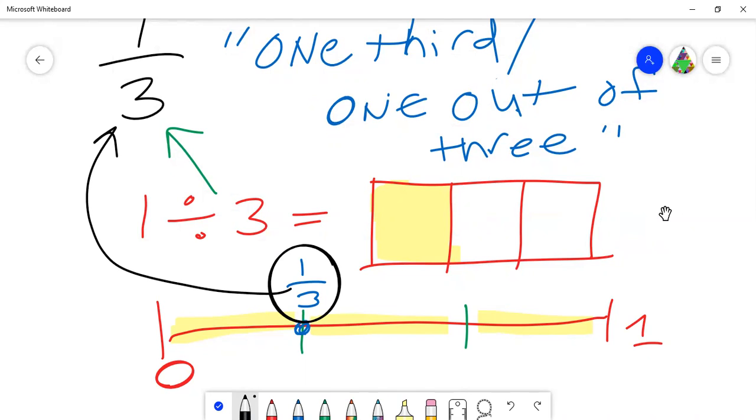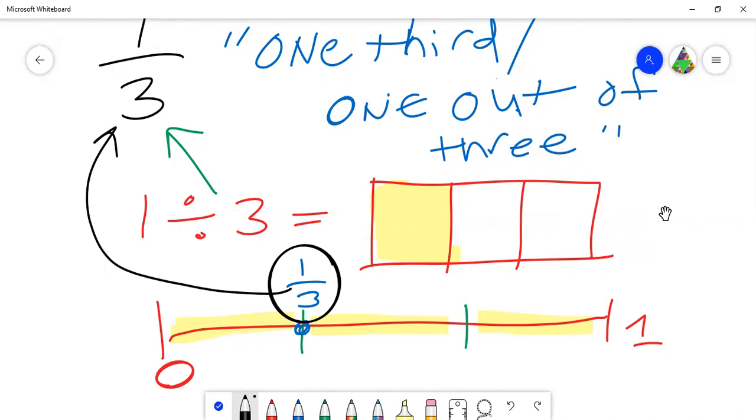We started with 1 out of 3 as a fraction. We can write it as a word, 1/3 or 1 out of 3. We can write it as a division problem, 1 divided by 3. We can show that as one model cut into 3 equal parts with 1 part shaded. Then we can put it on a number line where, instead of 1 model, we're just taking the number 1, dividing it into 3 equal parts and showing the 1 out of 3. We're going to do this one more time.